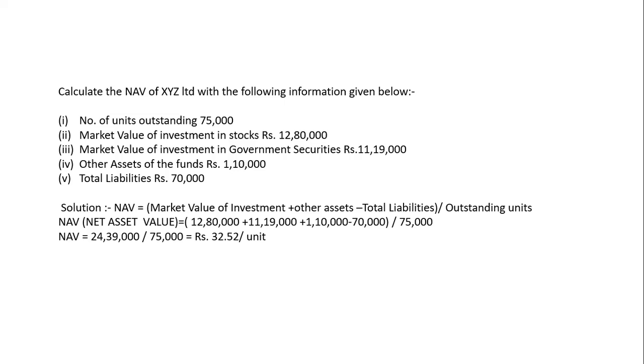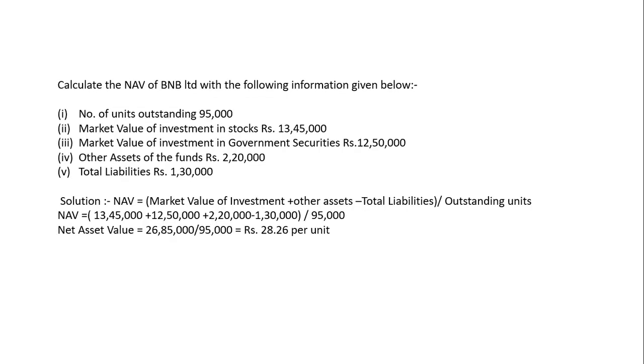So you can calculate the NAV: market value of investments plus other assets, deducting the total liabilities from this, and dividing by the number of units. You will get the price of a mutual fund, that is 32.52 per unit. This is the NAV of this mutual fund.